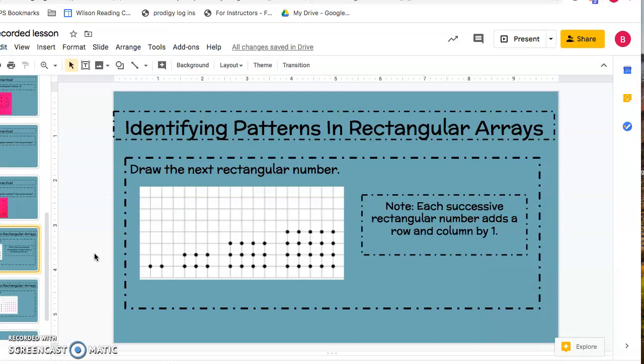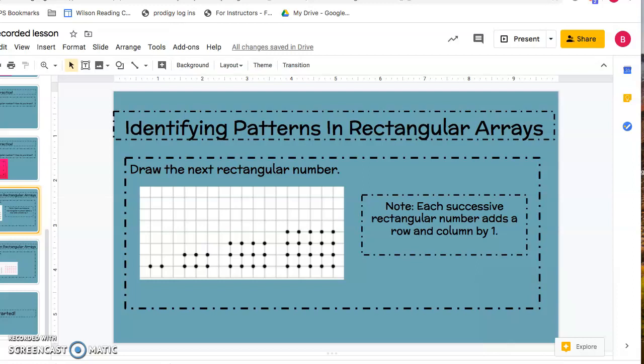So let's practice. I want you to draw the next rectangular number that would come in this pattern. Note, each successive rectangular number adds a row and a column by 1. Pause the video and try to draw the next rectangular number array to match this pattern.